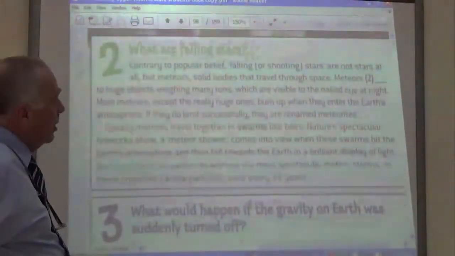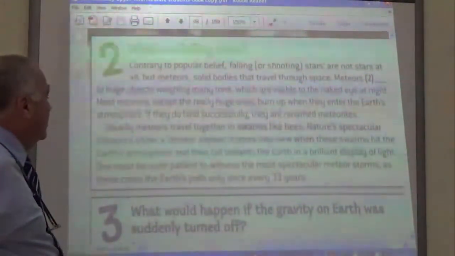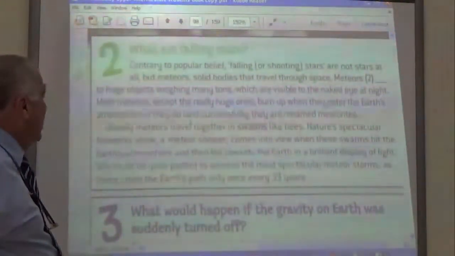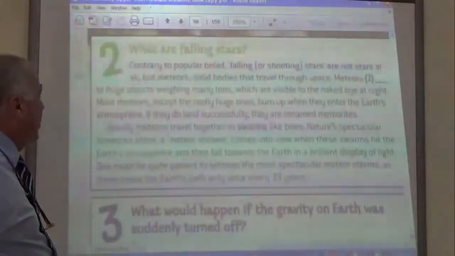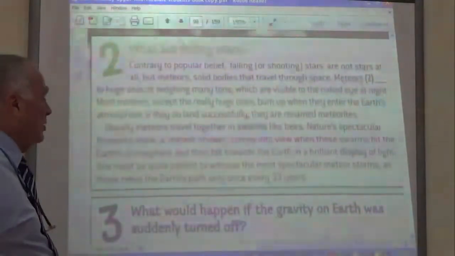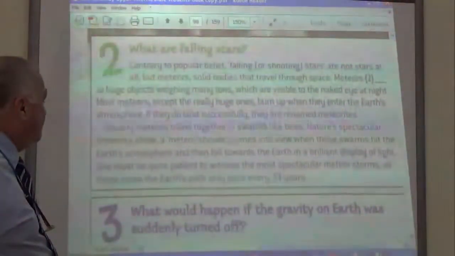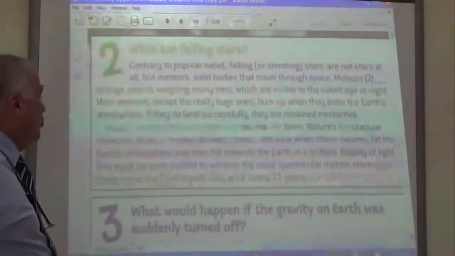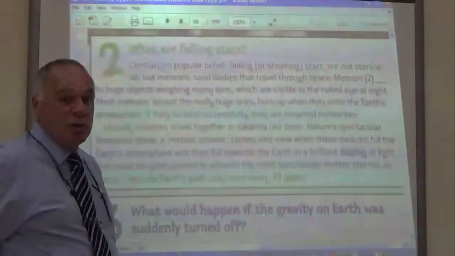Meteors, and we'll come back to that, to huge objects weighing many tons, which are visible to the naked eye at night. Most meteors, except the really huge ones, burn up when they enter the Earth's atmosphere. If they do and land successfully, they are renamed meteorites.